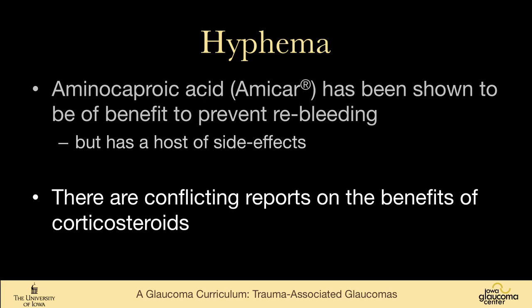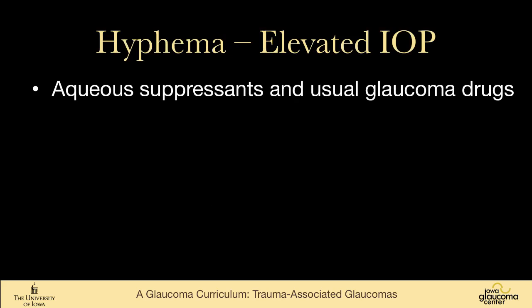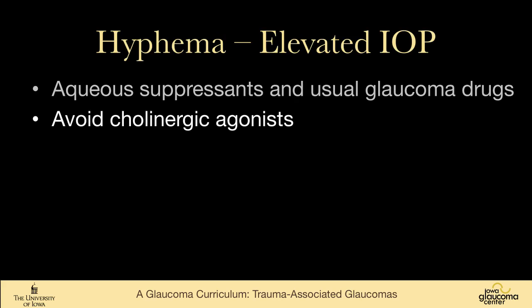There are conflicting reports on the benefits of corticosteroids, conflicting reports on the benefits of atropine and other cycloplegic agents. We treat the pressure with aqueous suppressants and the usual glaucoma drugs. We avoid cholinergic agonists like pilocarpine.